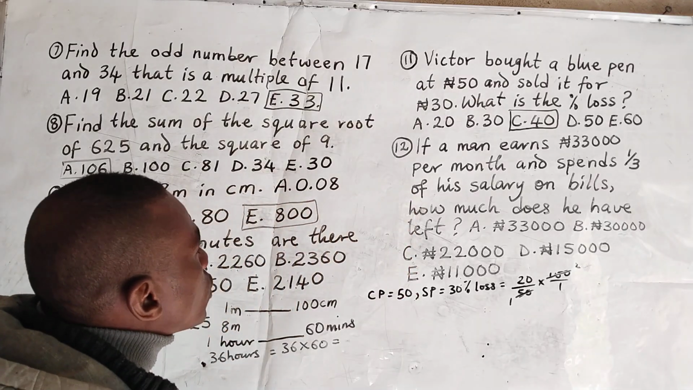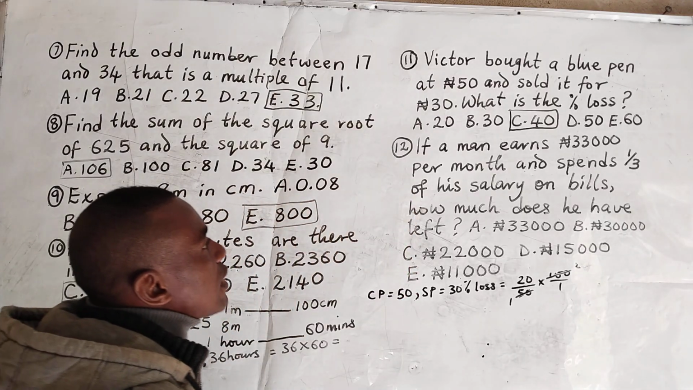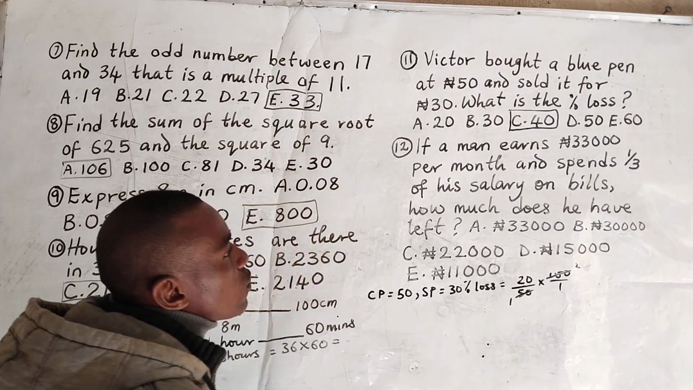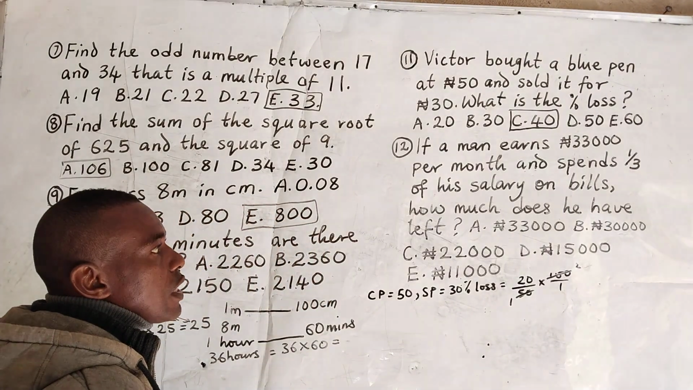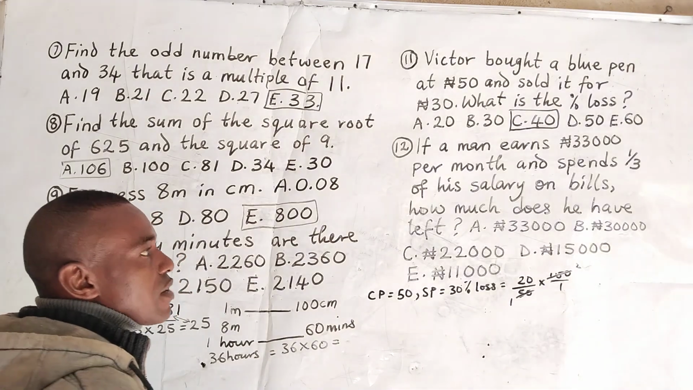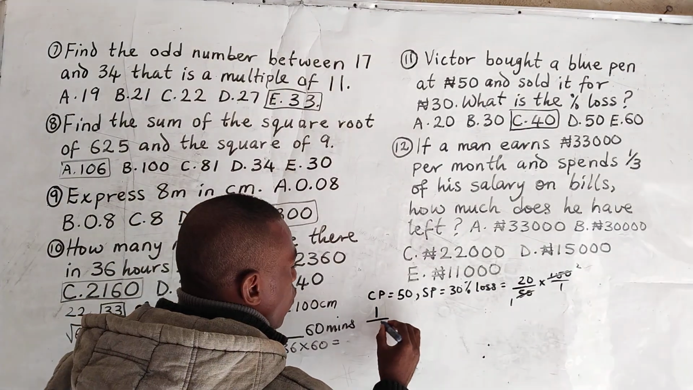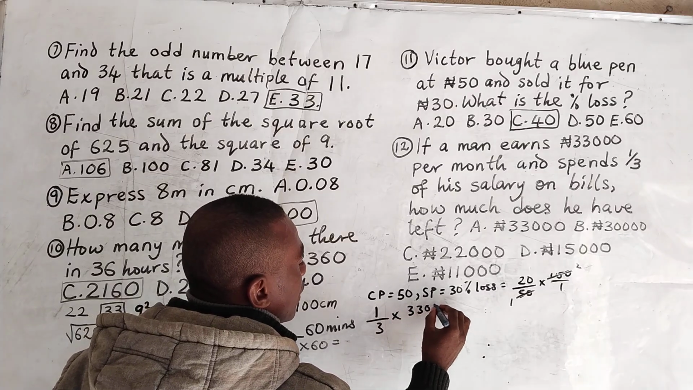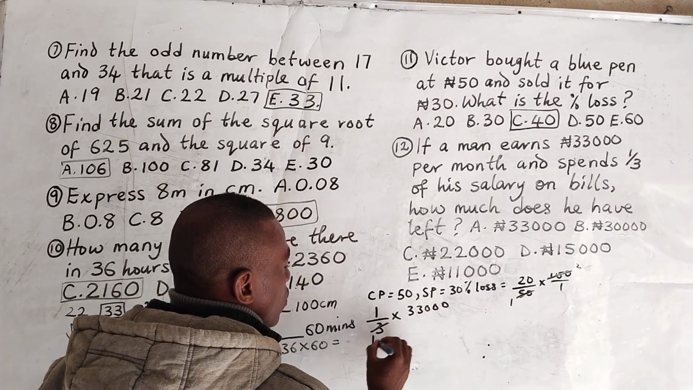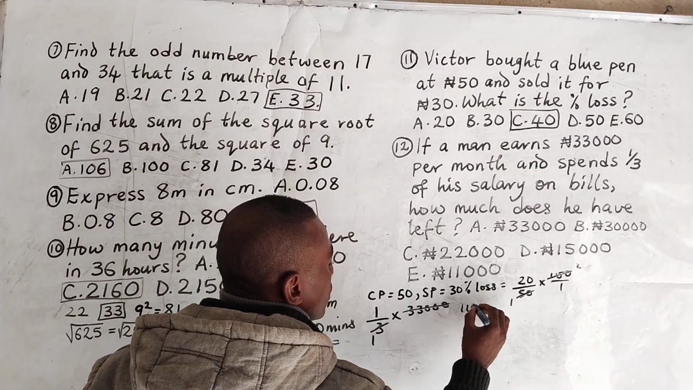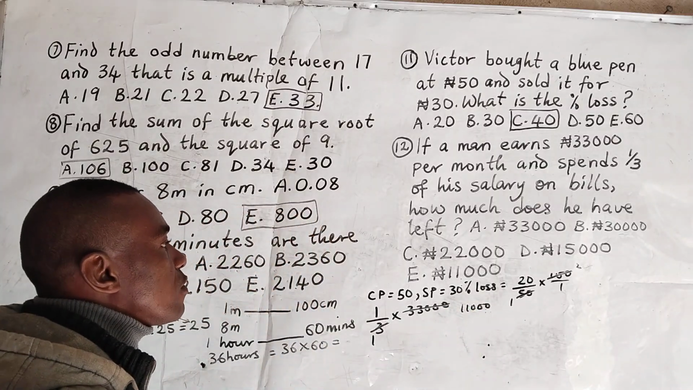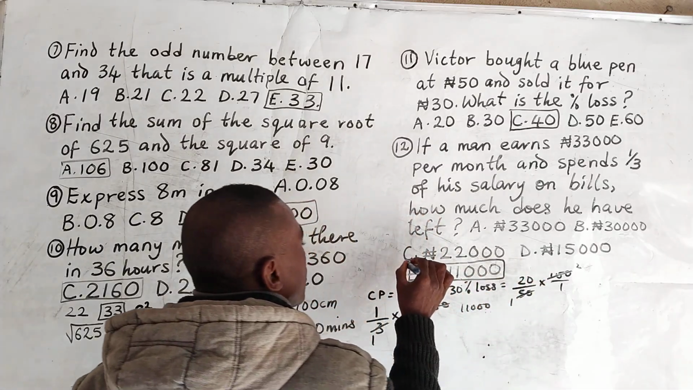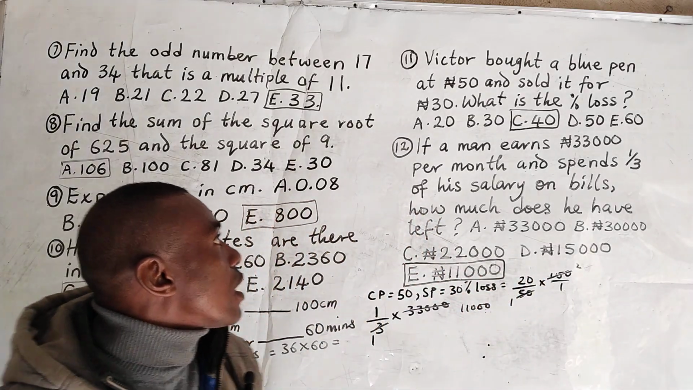Now for question number 12, the question says that if a man earns 33,000 naira, which is Nigerian currency per month, and spend 1 over 3 of his salary on bill, how much does he have left? So what we're going to do there is 1 over 3 of 33,000 naira, which is 3 into 3 is 1. 3 into this will give us 11,000. 11,000 multiplied by 1 will give us 11,000. So answer to this last question is 11,000 naira, which is Nigerian currency.